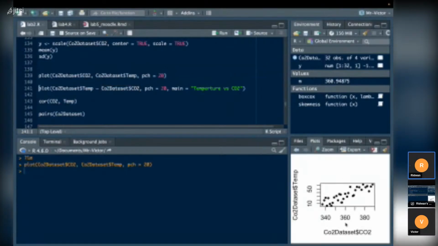Because they are not of the same scale, I'm wondering if it's going to affect it. Yes, that's what I'm saying. If CO2 is first, it's going to be on your x-axis, but if CO2 is second, it's going to be on the y-axis. It's just going to flip the chart, because the x-axis has become temperature and the y-axis has become CO2.